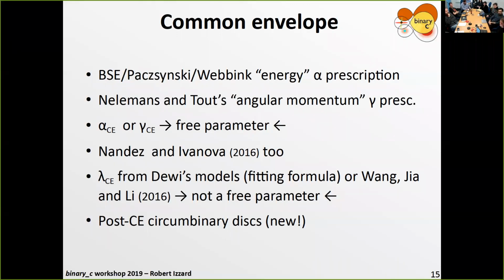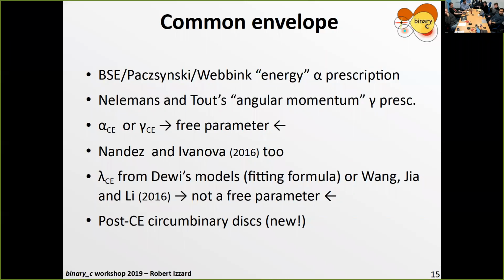You can do that. We have some new physics in there, which is not in BSE. So there's some Nandez and Ivanova paper. Ivanova has a whole group in Canada who are working on common envelope evolution, so I keep trying to put their results into ours. They have suggestions for what alpha should be, for example. So we have Dewey's models for the fitting formula. There's also the Wang paper, which allows you to fit lambda as a function of mass and stuff like that as well.